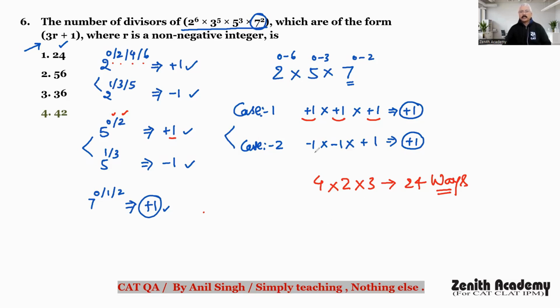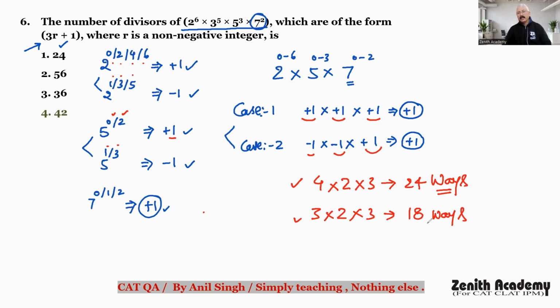For case 2, minus 1. So here, this minus 1 we can get from 2 to the power 1 or 3 or 5, means 3 ways. And this minus 1 means 5 to the power 1 or 3, means 2 ways. And 7 to the power 0 or 1 or 2, whatever, which is plus 1, it is 3. So it is coming 3 into 2 into 3, which is 18 ways.